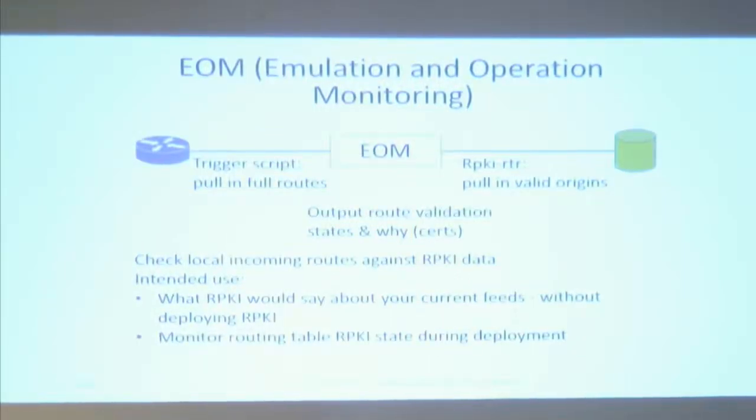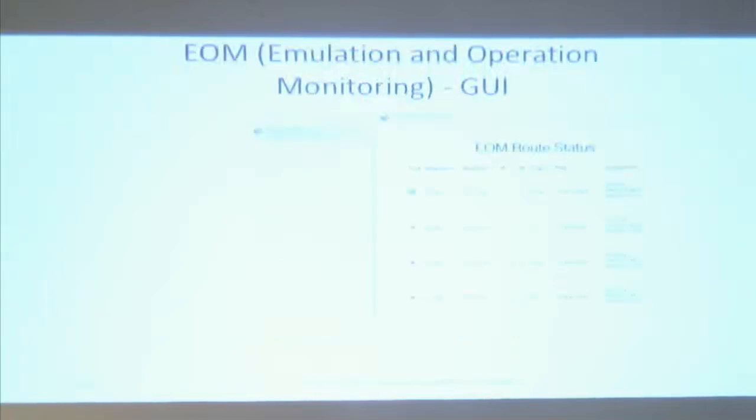This is a tool that speaks to a BGP router on one end using a trigger script, not BGP, as Matthias's example does. It speaks to a cache on the other side, and the idea is that this would tell you what the impact would be on the routes that you receive if you should happen to turn on RPKI services on that router. You might also be using it once you actually did deploy, to monitor the status of things. In one case, it shows you the route status for all the routes in the table.